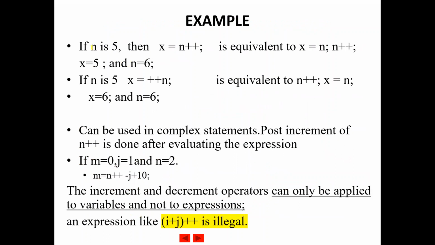So in this, value of n is 5. No. Who is shouting at me?